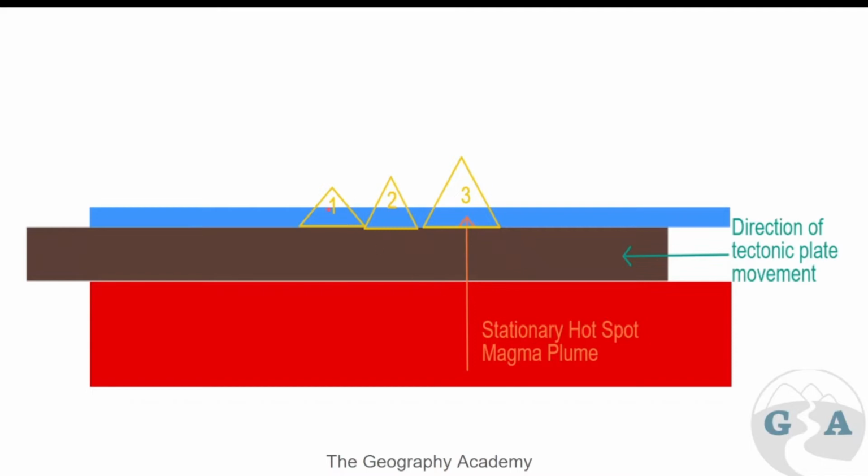So this happens again and again, and we see Island 1 has now moved quite a distance away. It's gotten a little bit smaller. Island 2 was formed, and even that is now too far away from the magma source, and now Island 3 is under the magma source, so it might have active eruptions there, but Islands 1 and 2 might not.